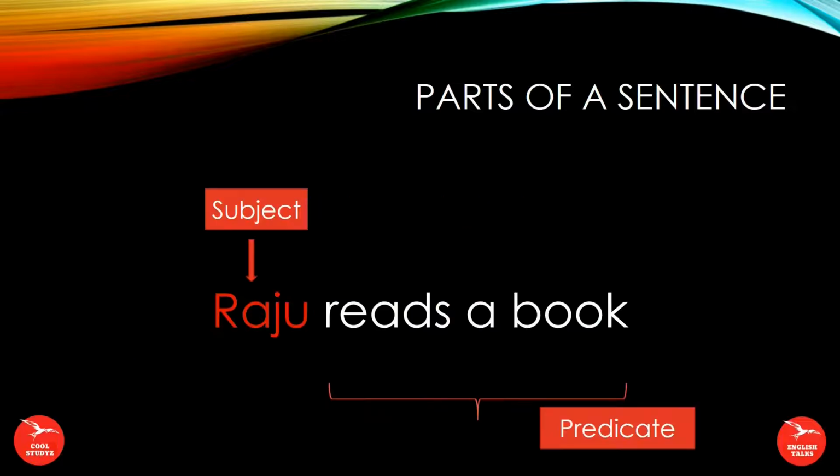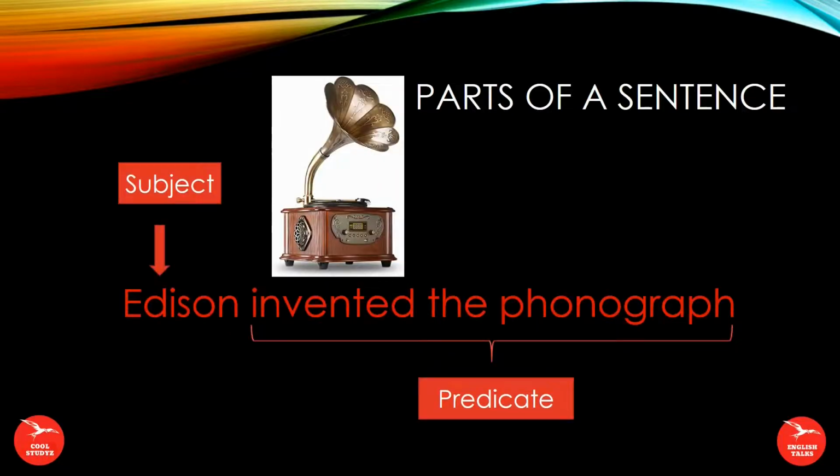Hope you can understand. Now it's clearly evident from this representation that Raju represents the subject and reads a book constitutes the predicate of the sentence. And this is all about the parts of a sentence. It's that simple. Exactly right. Here we go into another example.